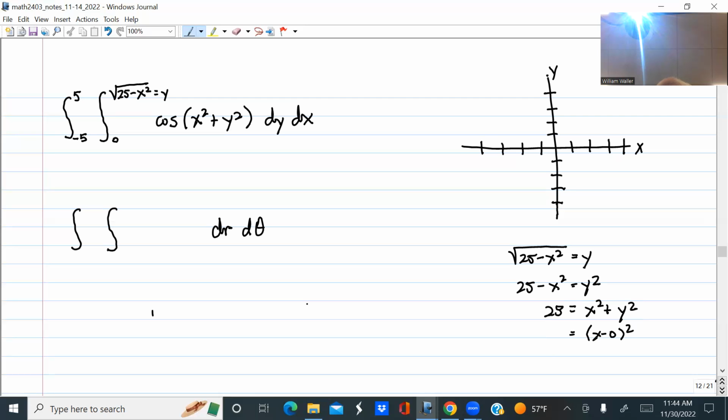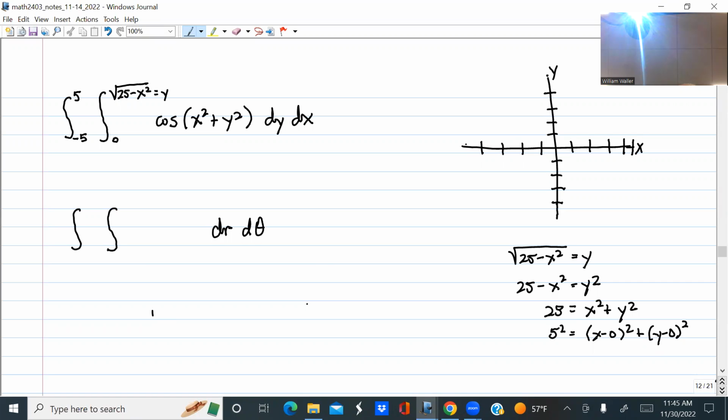Because this is x minus 0 squared, which is x squared, and y minus 0 squared, which is y squared, is equal to 5 squared. So that curve is really a circle with radius 5. Okay. However, we were only interested in y being the positive square root of 25 minus x squared, right? So that means we're only going to deal with the upper half of the circle. And the radius here is 5.